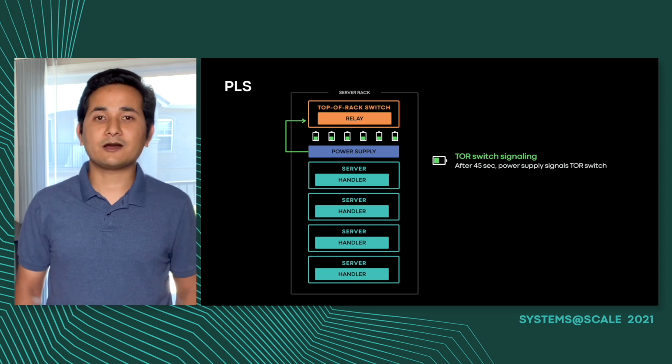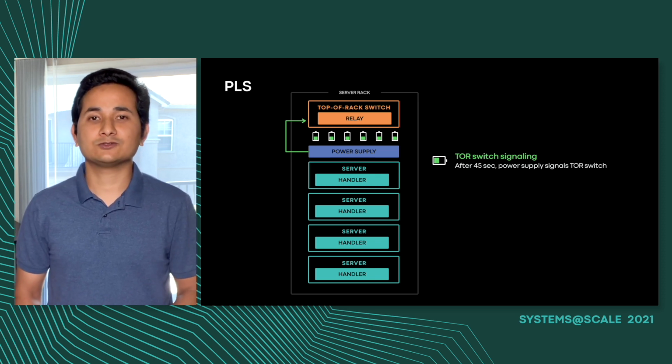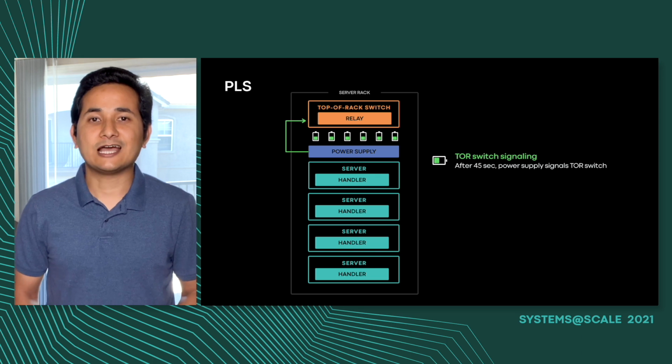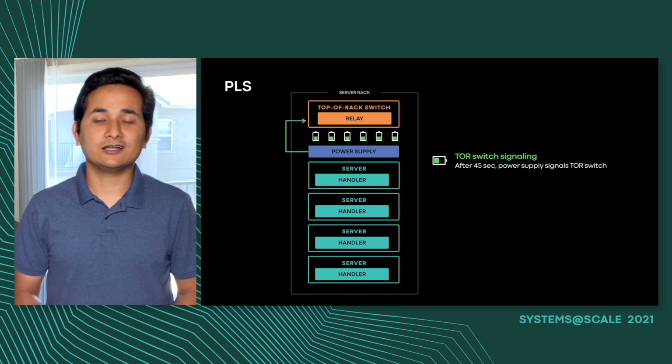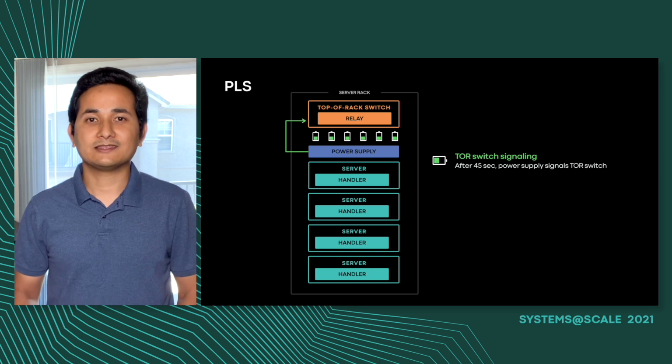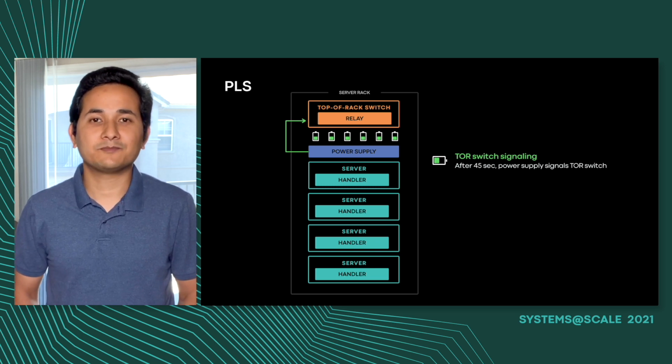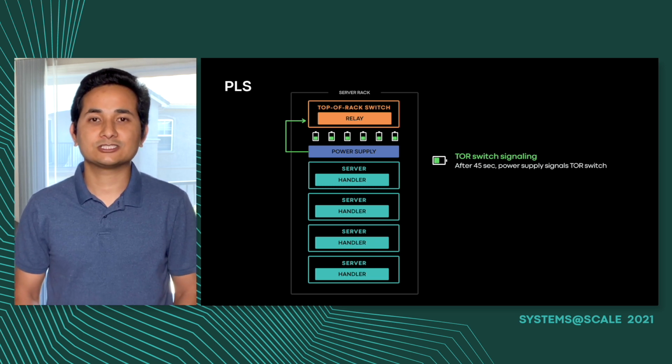Similarly, if the utility power fails, we go to a backup diesel generator, and this takes about 10 to 15 seconds. All in all, these cases generally finish within 45 seconds. So if after 45 seconds the power isn't restored, then it's almost certain that it's a power outage, and that's the signal that the power supply sends to the top of rack switch.